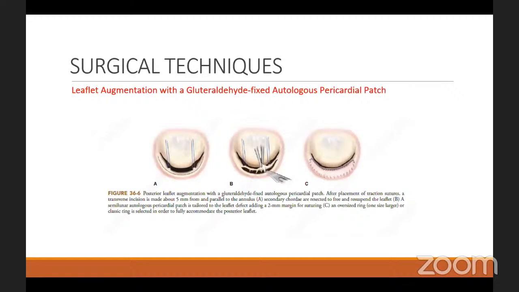The last technique we have is leaflet augmentation by pericardial patch. After retracting the leaflet, an incision is made about 5 millimeter parallel to the annulus. Then the secondary chordae are resected to free and resuspend the leaflet. Then a semilunar autologous pericardial patch is attached to the leaflet from both sides, adding a 2 millimeter margin for suturing. Then an oversized ring is used to fully accommodate the posterior leaflet.